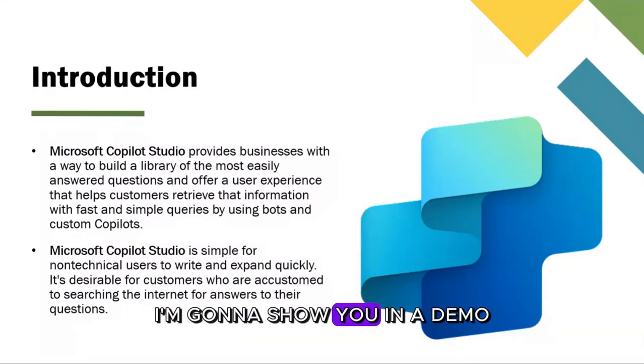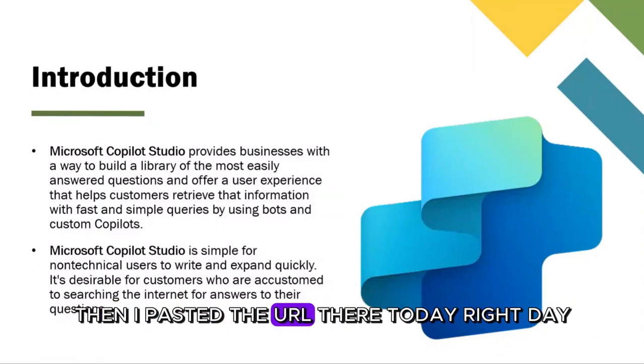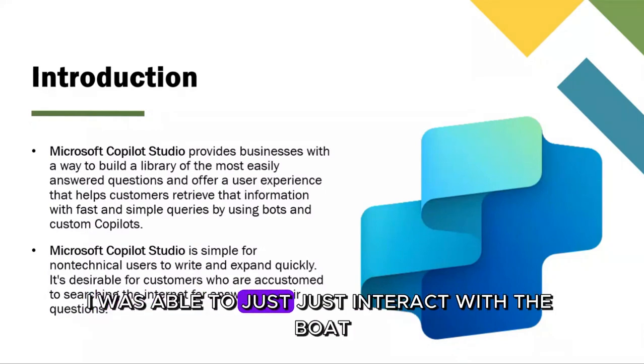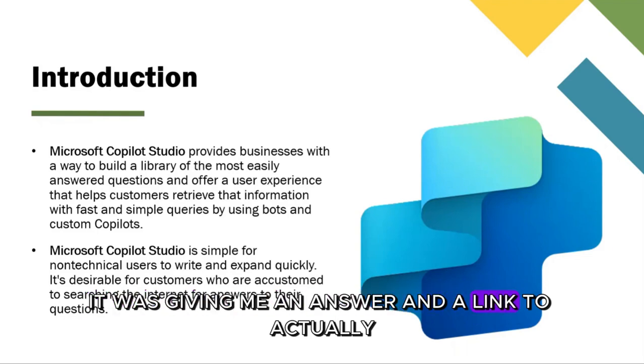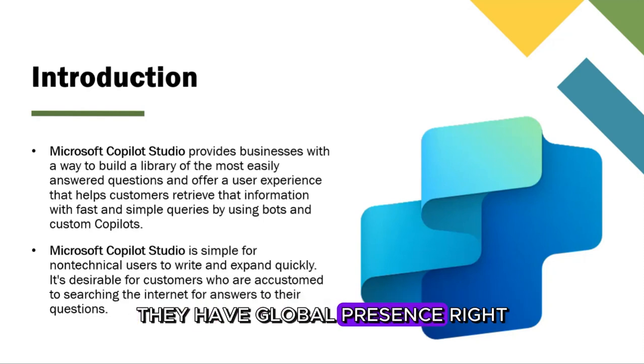I'm going to show you in a demo. I opened Copilot Studio, then I pasted the URL there. Right there, it created a custom copilot for me. And from there, I was able to just interact with the bot. I was asking my questions, and it was giving me an answer and a link to get the answer. Now, today many organizations have a global presence, right?